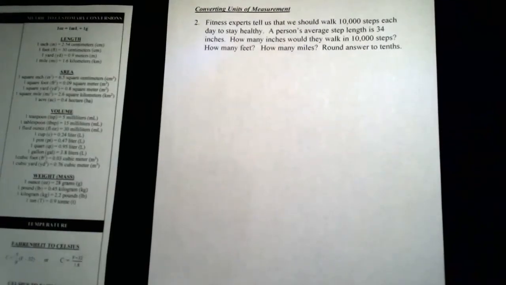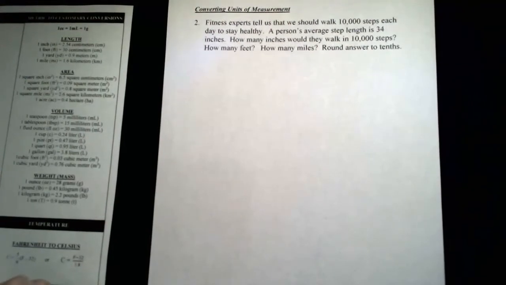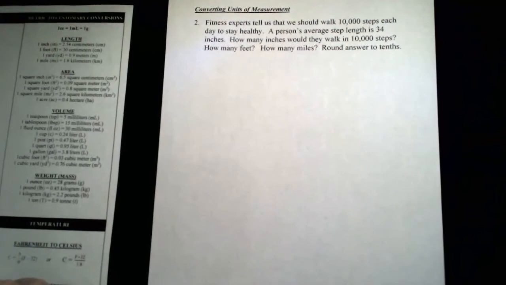Okay, so number 2 says, fitness experts tell us that we should walk 10,000 steps each day to stay healthy. The person's average step length is 34 inches. How many inches would they walk in 10,000 steps? And then how many feet is that? How many miles? And round to the tenths.